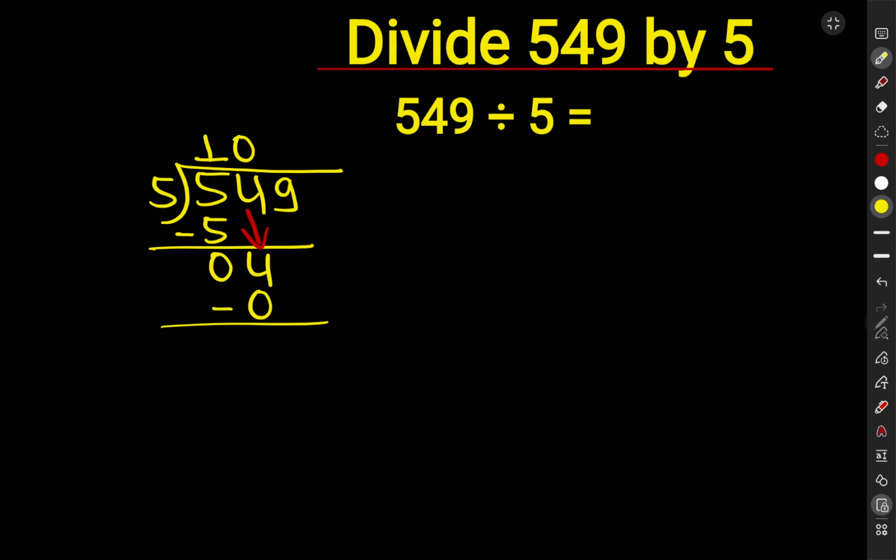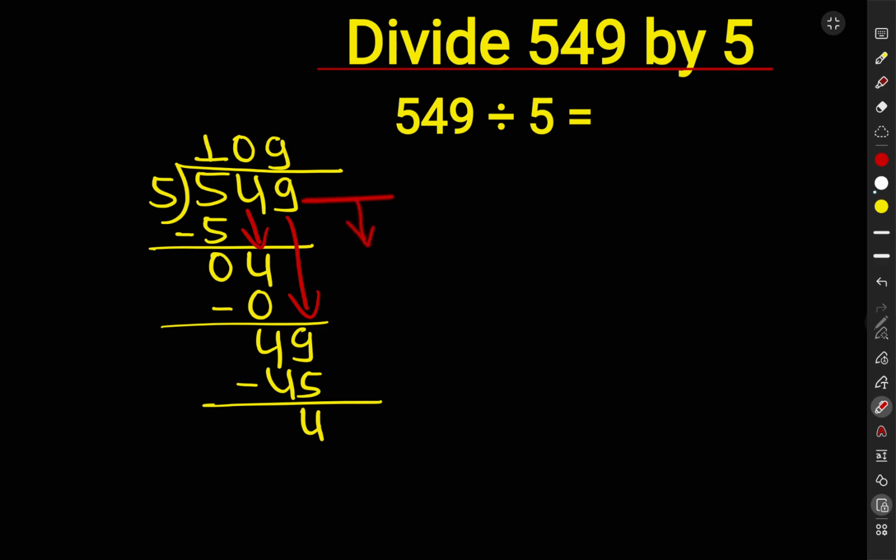On subtracting we get 4. So again we put down this 9 and it is 49. 5 times 9 is 45. On subtracting we get 4. So now we have no other number to put down.